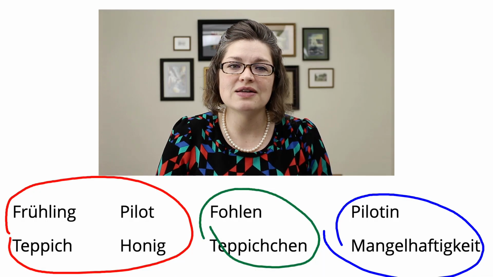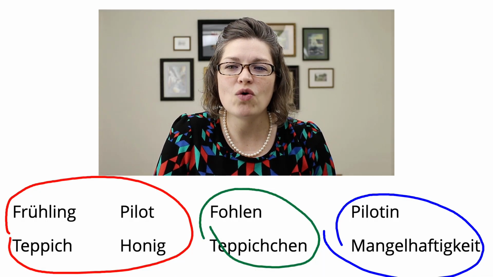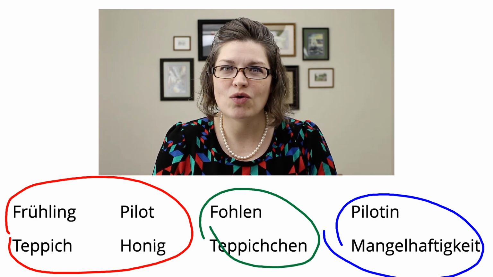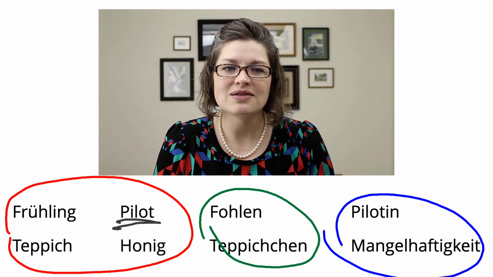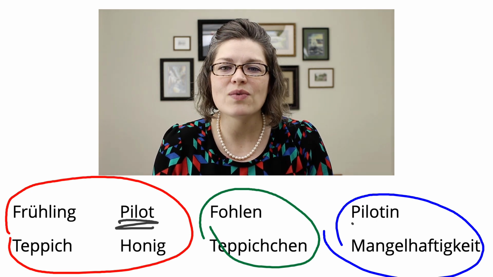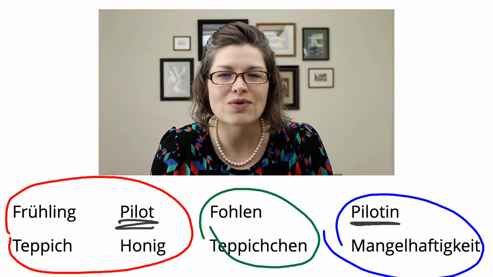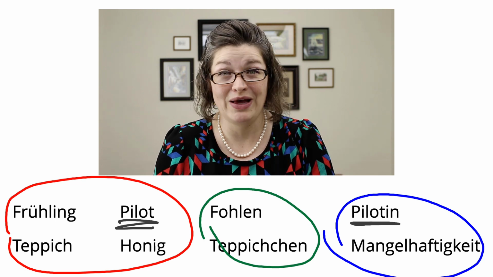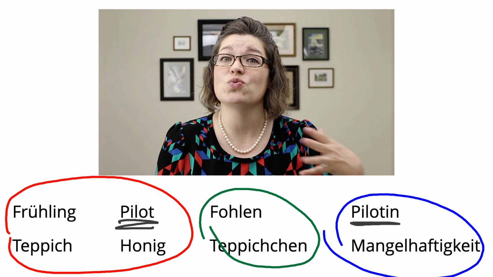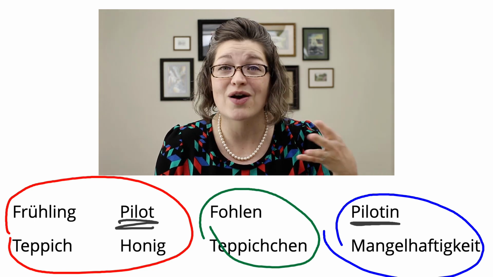So here in our examples, we have Pilot, which means pilot, okay? And it is der Pilot precisely because we're referring to a male person. Then over here we have die Pilotin, which is now a female pilot, and it's going to be die Pilotin precisely because we are referring to a female person.